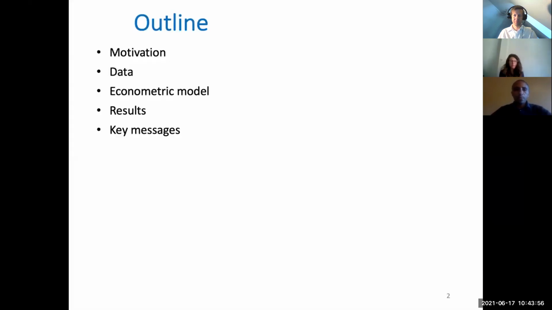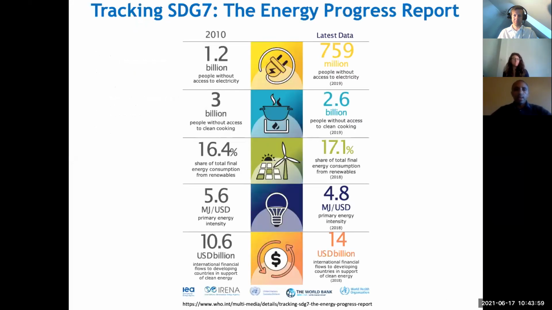The content of my presentation looks like this. As we all know, energy access is one of the Sustainable Development Goals, SDG number 7. The World Health Organization has produced a progress report about energy access over the last decade, from 2010 to 2019. From these indicators, we just focus on clean cooking access. The report shows there is slight progress, a decrease from 3 billion to 2.6 billion without access to clean cooking in low and middle income countries.